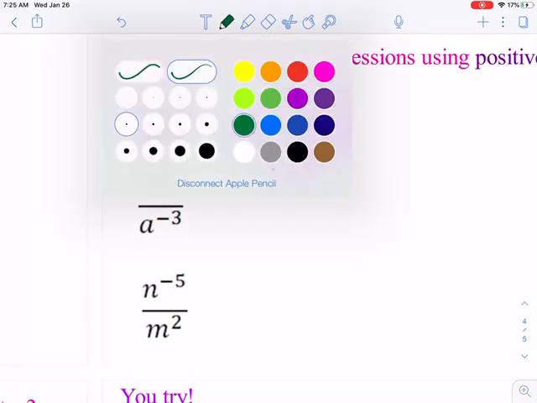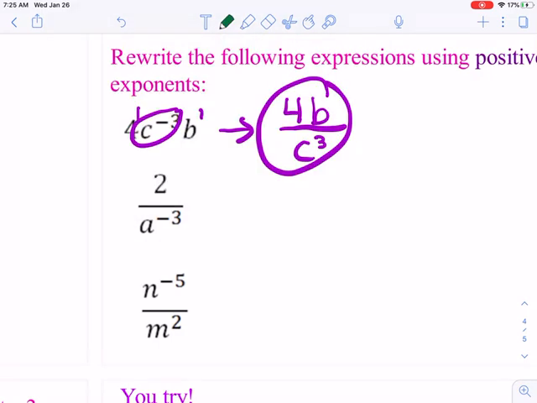Looking at the next one. I have 2 over a to the negative third. Well, 2 again has a positive exponent, so that gets to stay. The a, though, does not, so that has to move. It's on the denominator currently, so to become positive, it has to come up to the numerator with the 2. So the 2 stays. A to the negative third gets to come upstairs to become positive. So it comes up to the numerator with the 2, and it becomes a to the third.